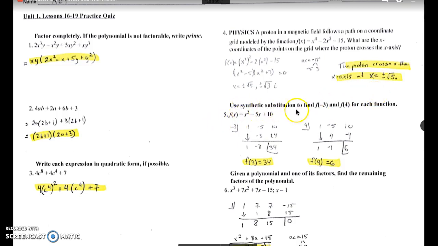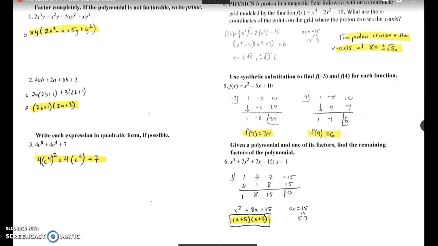Question 5. Use synthetic substitution to find f of -3 and f of 4 for each function. So for synthetic, you have 1, -5, 10. I use those here. I plugged in -3 and 4. I just followed the process for synthetic, and I got f of -3 is 34. That's my remainder. f of 4 is 6. That's the remainder over here.